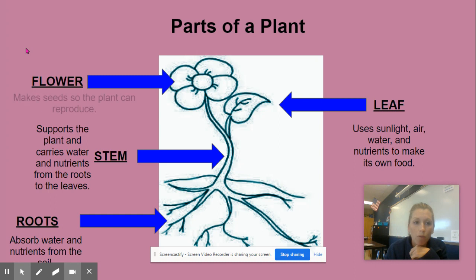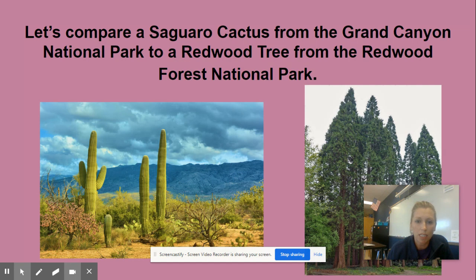And then they have flowers. Flowers make seeds and are what plants use to reproduce, to make more of themselves, right? All living things want to reproduce and make more of themselves so they don't go extinct. So that goes for plants as well, and that's what seeds are for.